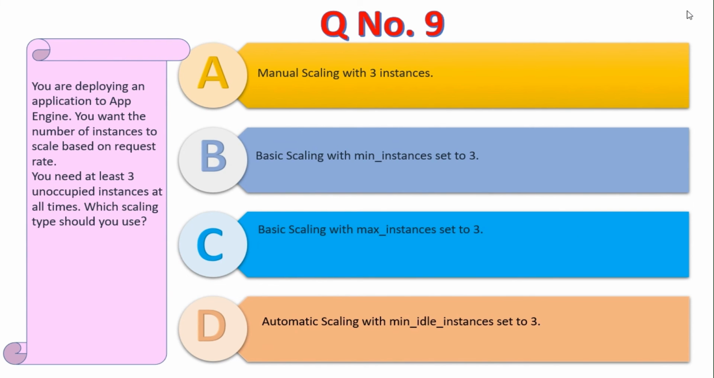Question number 9. You are deploying an application to App Engine. You want the number of instances to scale based on the request rate. You need at least three unoccupied instances at all times. Which scaling type should you use? A. Manual scaling with three instances. B. Basic scaling with min_instances set to three. C. Basic scaling with max_instances set to 3. D. Automatic scaling with min_idle_instances set to 3. D is the correct answer.